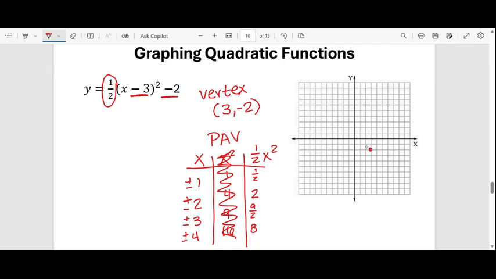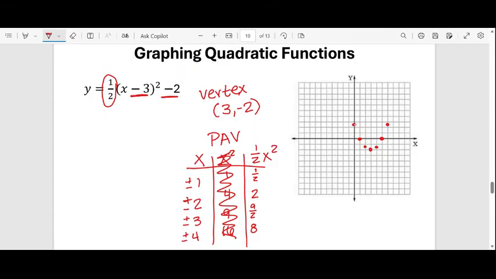Move left and right 1 square, up 1/2 a square. Left and right 2 squares, up 2 squares. So you have 2 x-intercepts here. It crosses our x-axis twice. Left and right 3 squares, up 4.5 squares.